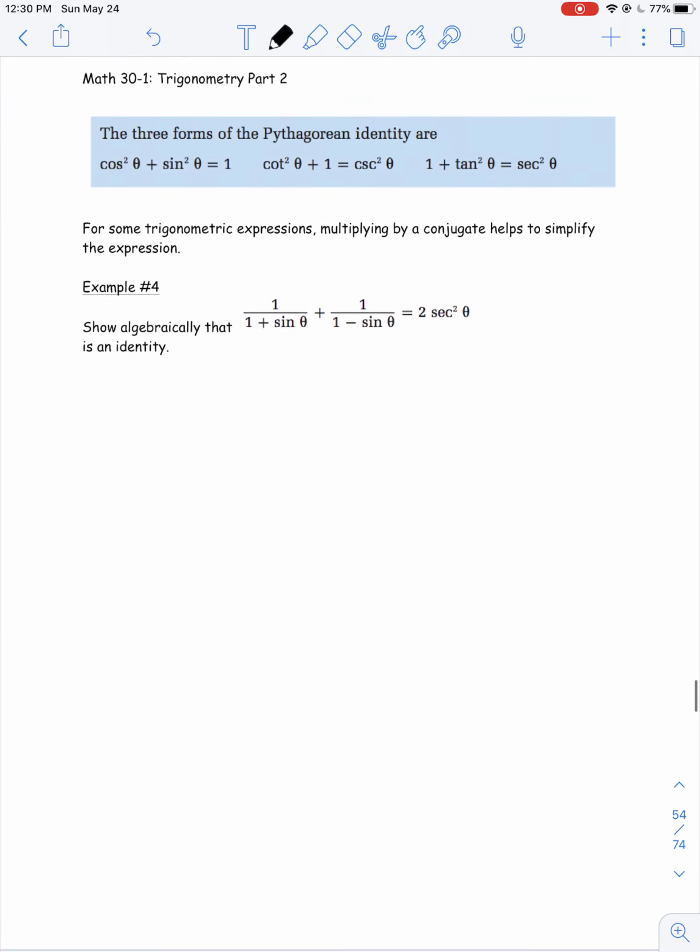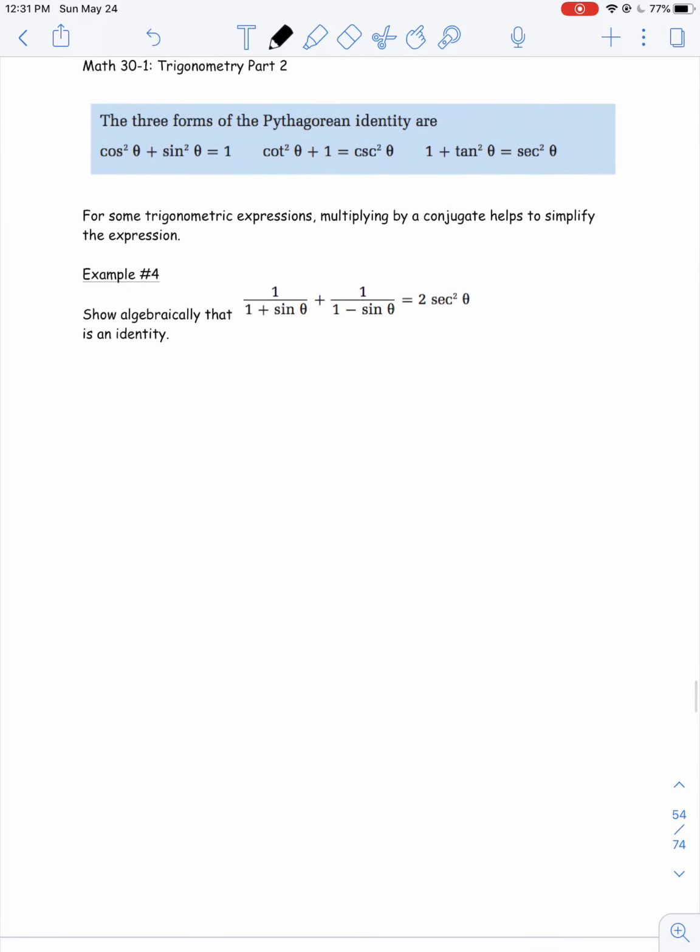So it says, show algebraically that the left side is equal to the right side, for example number 4. So this is an identity, and we want to prove that the left side equals the right side. So step 1 for this example is I'm going to work on getting common denominators so that I can join the tops together. So let's look at the left side first.